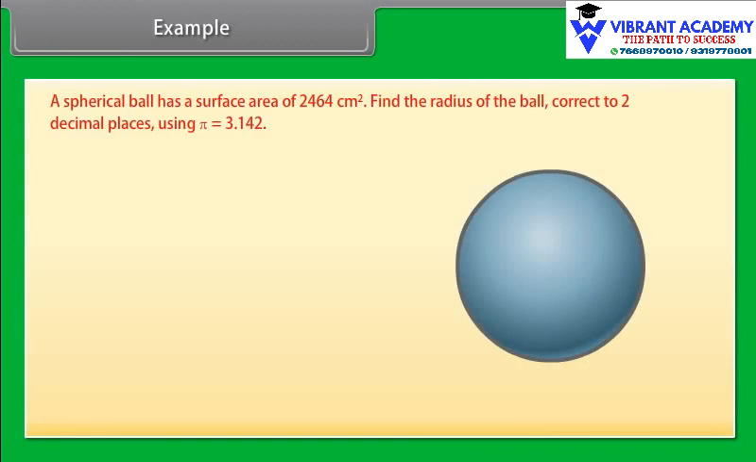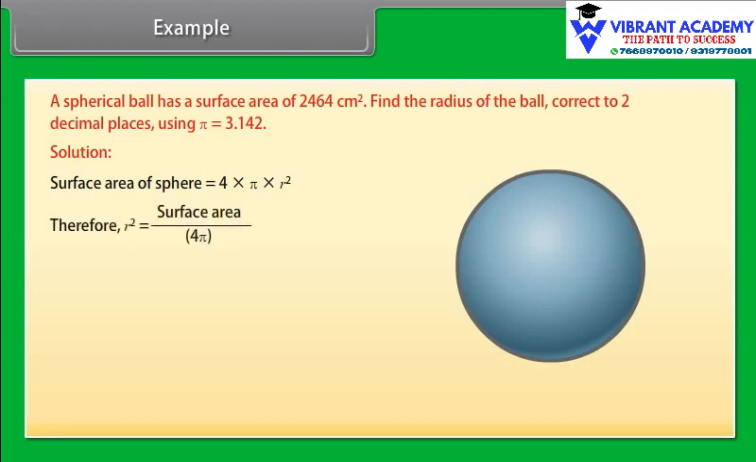Surface area of a sphere. A sphere is the locus of a point which moves in space such that its distance from a fixed point in space remains constant. The fixed point is called the center of the sphere, and the constant distance is called the radius of the sphere. A sphere is like the surface of a ball. Surface area of a sphere is equal to 4πr².